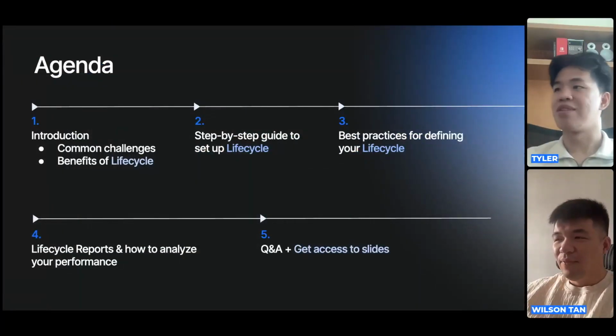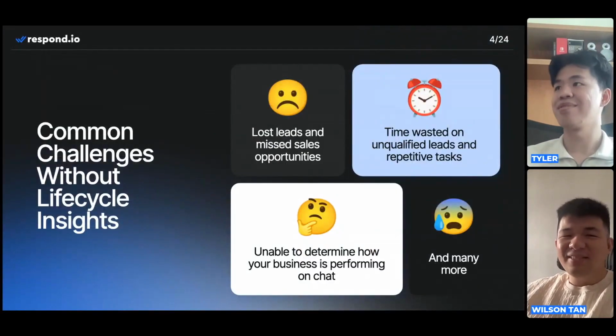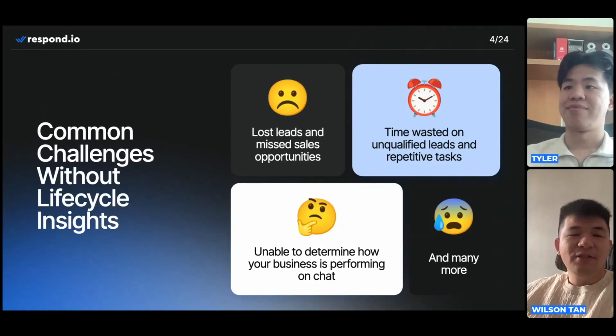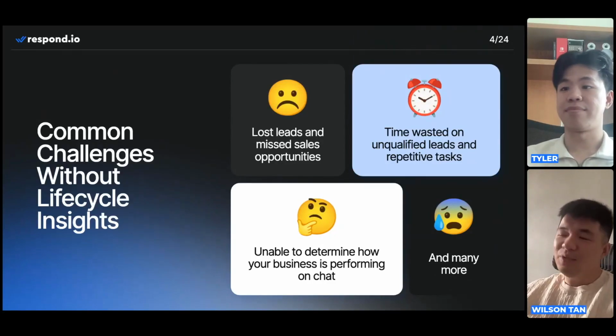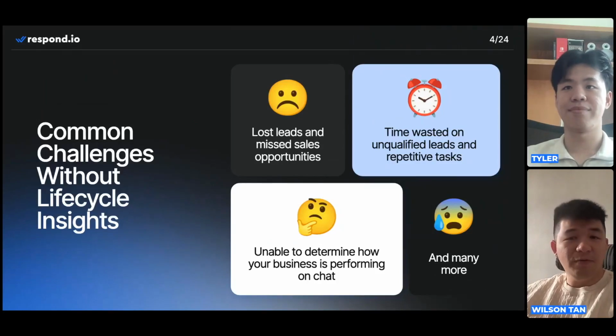Okay, let's start. So let's talk about the problems Lifecycle can help solve first. First, lost leads. Obviously, it's always a problem, right? It's easy to miss chats when your inbox is overflowing. So without a system, some leads just slip through and end up messaging your competitors instead. Now, we all don't like that, right?